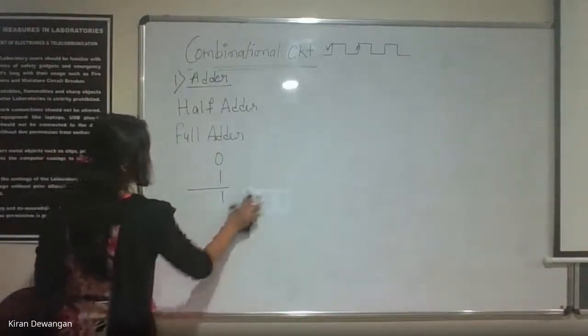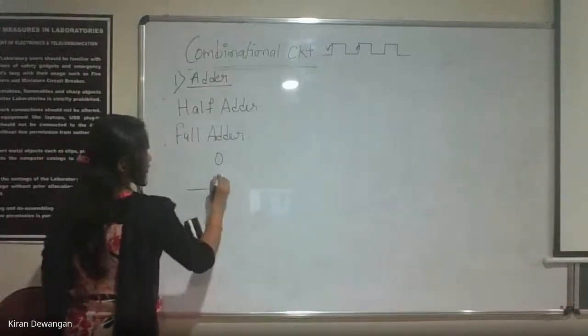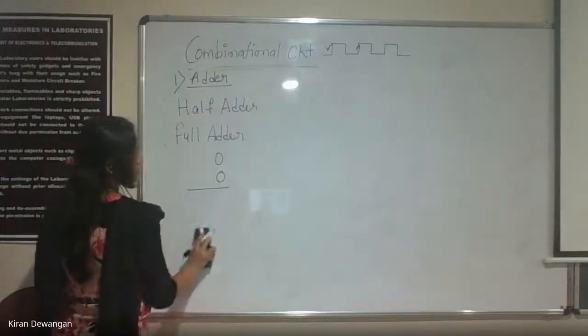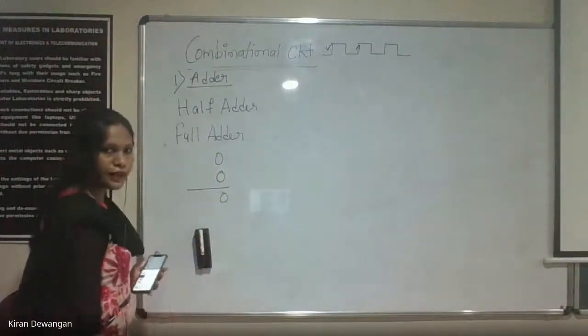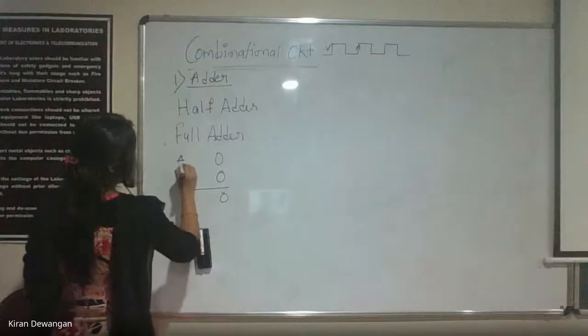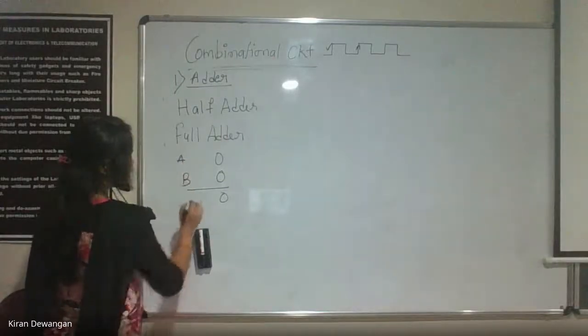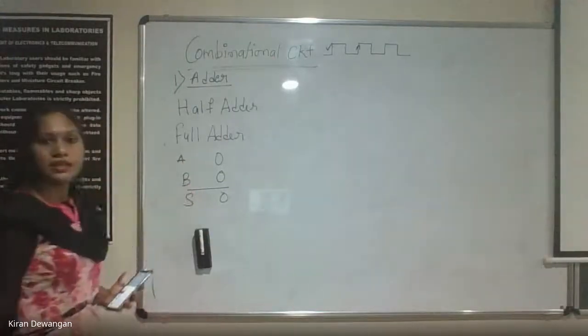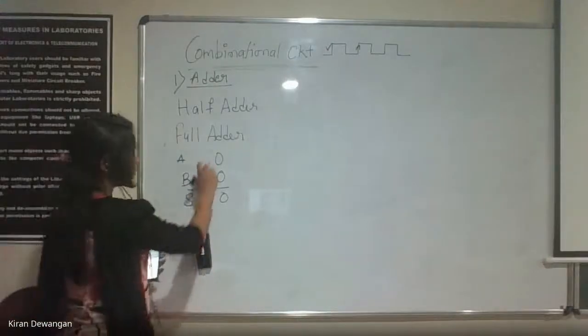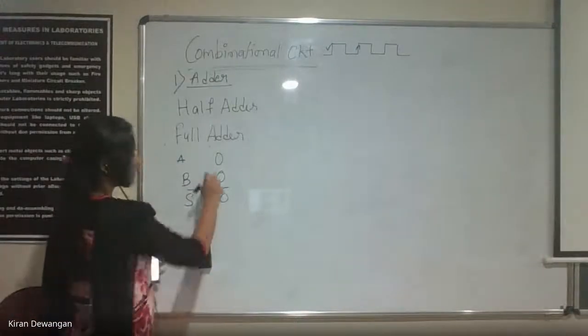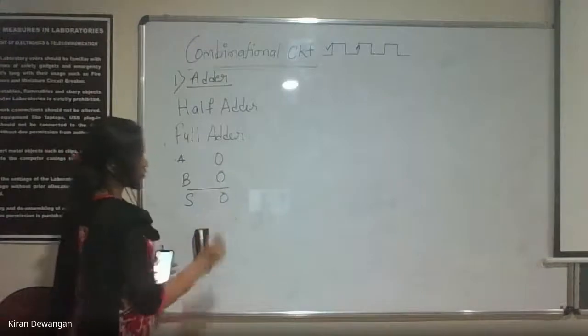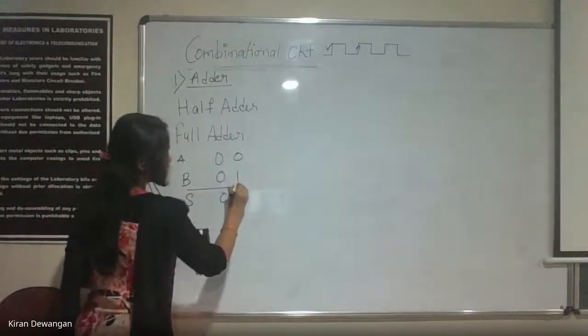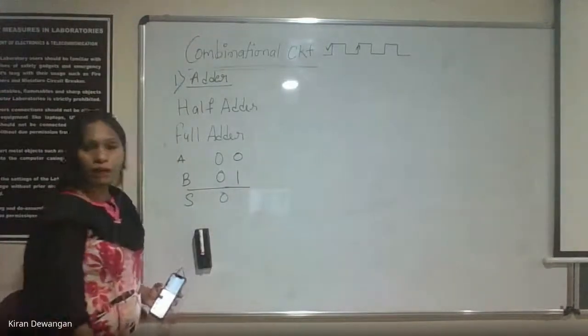अगर हम 0 0 ऐड करते हैं, the output will be 0. ठीक है? Now this is A and this is B, and let us take it as sum. ये दोनों का output है. This is 0 0. This will be 0. Now if I give 0 and 1, what would be my output?